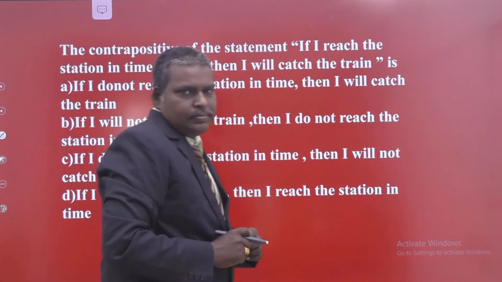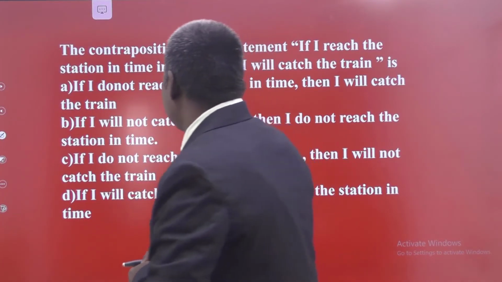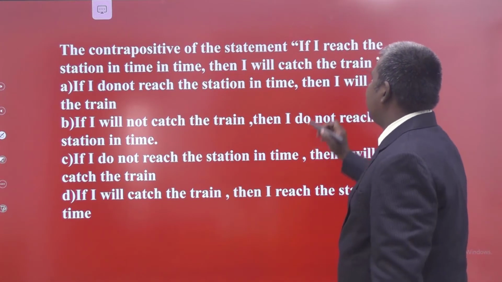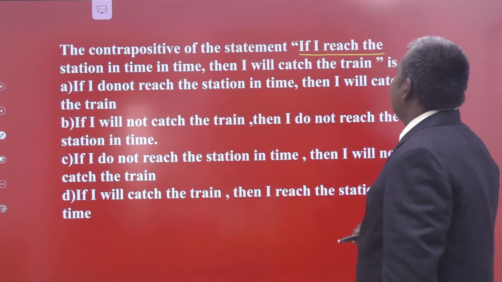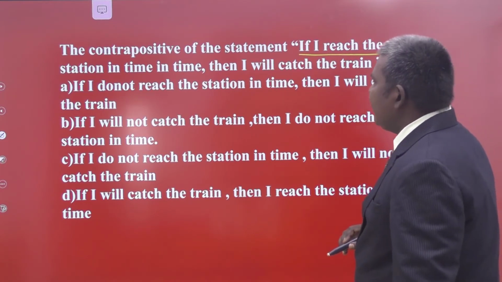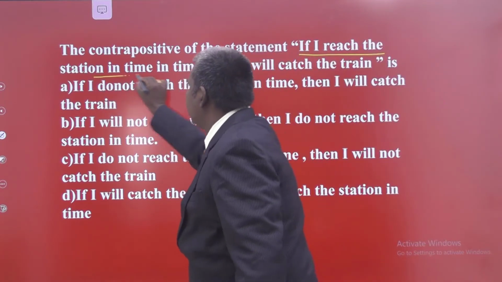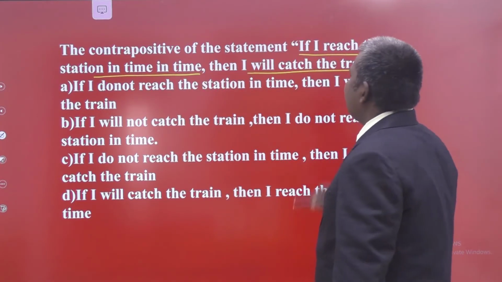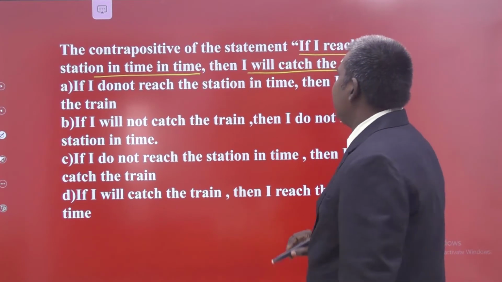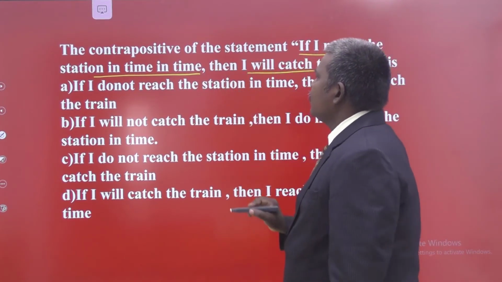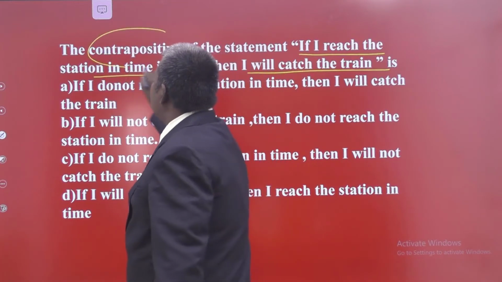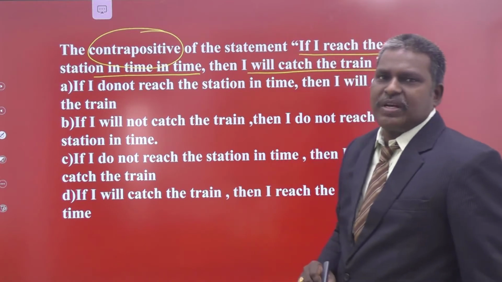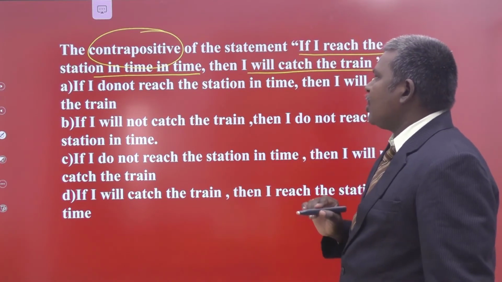See this problem. This is the problem for you. We are going to find the contrapositive of the statement: if I reach the station in time, then I will catch the train. This is my statement, if, then. So we are going to write the contrapositive for implication statements.